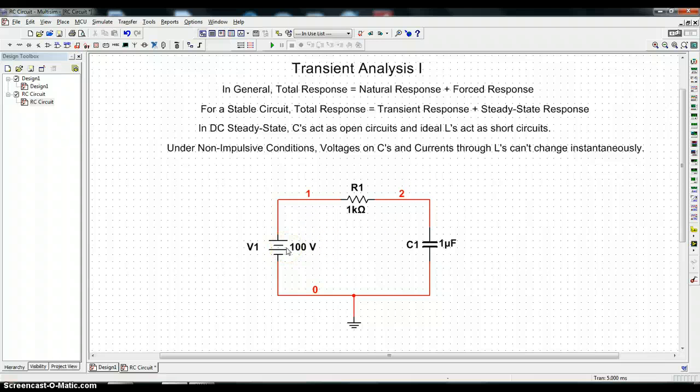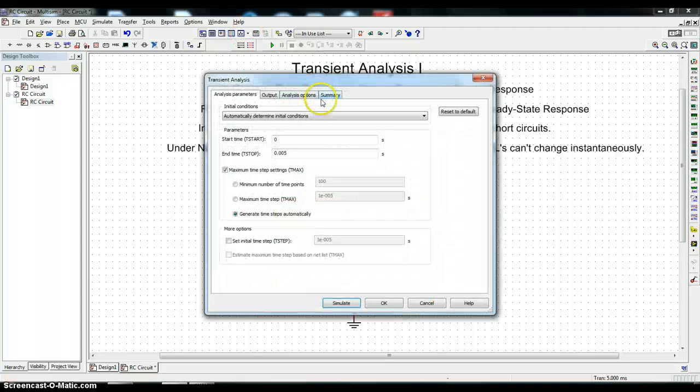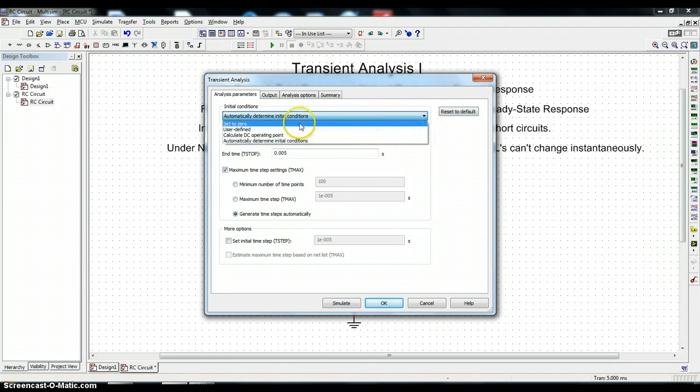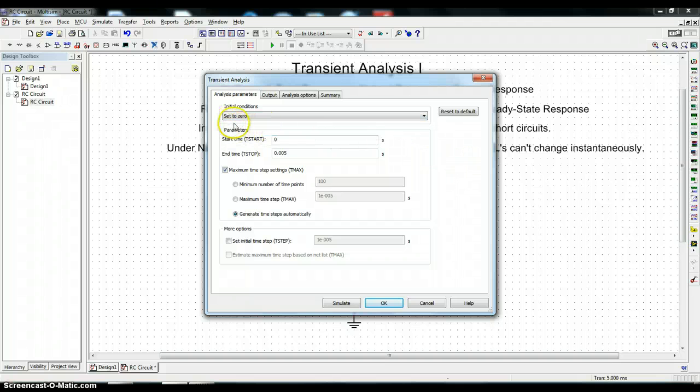By having a DC voltage and by going back to that particular option, let's look at that again, transient analysis. By assuming the automatically determine initial conditions, it put the circuit in steady state. So whenever you set automatically determine initial conditions, the circuit will automatically assume steady state conditions. What I want to do is go down here to set to 0. What that does, that set to 0 will set every voltage on capacitors to 0 and current through inductors. We don't have any inductors in this circuit, but if it had any, it would set 0 current through those inductors. 0 voltage on capacitors, 0 current on inductors.